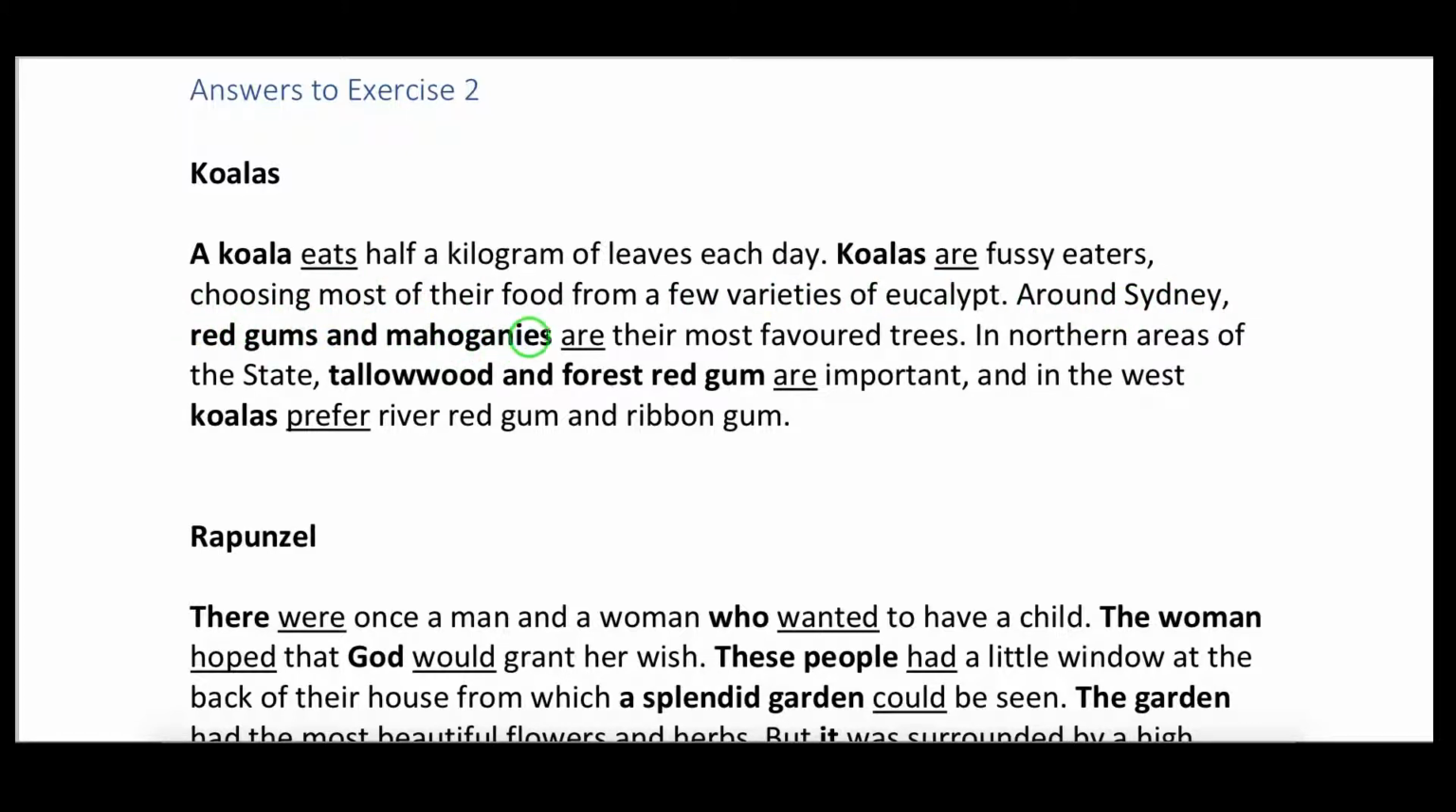Red gums and mahoganies are their most favoured trees. So are is the finite. Red gums and mahoganies is the subject, because that's the participant which is connected to this process or this verbal group here. In a similar way, tallow wood and forest red gum, subject. Are is the finite. And finally, koalas, subject, prefer is the finite.